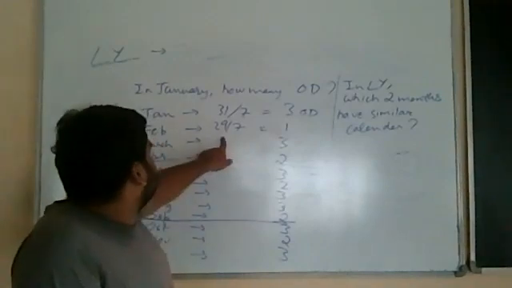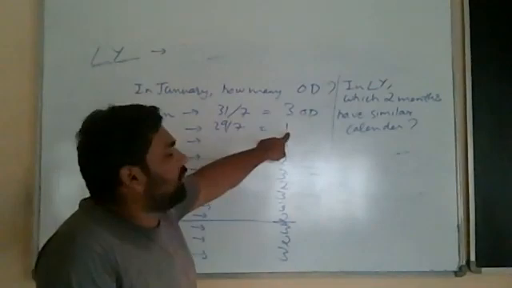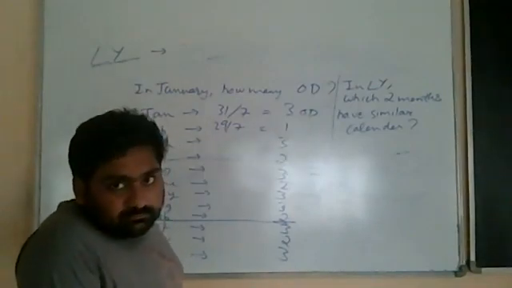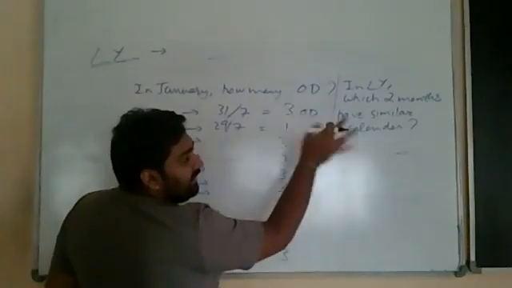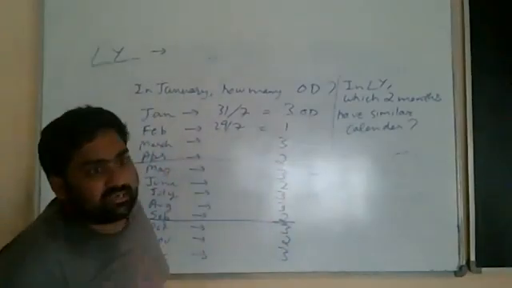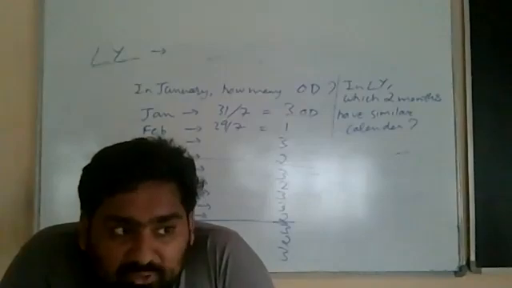Did you understand this? February, 29 days, so 1 odd day. Is this clear? Yes, sir. So, now, January is giving 3 days, February is giving 1 day, total 4 days. March is giving 3 days, total 7 days, which means yes or no? Wait, April should have 6 days, yes or no?